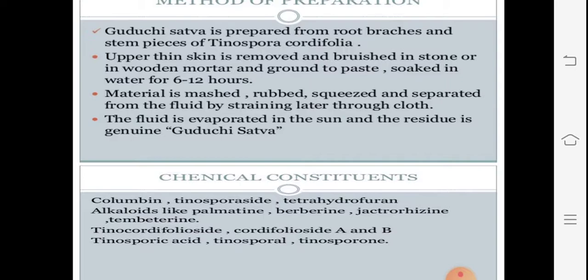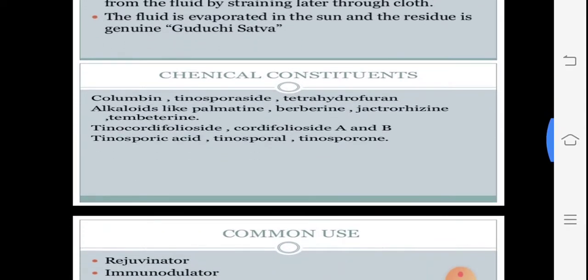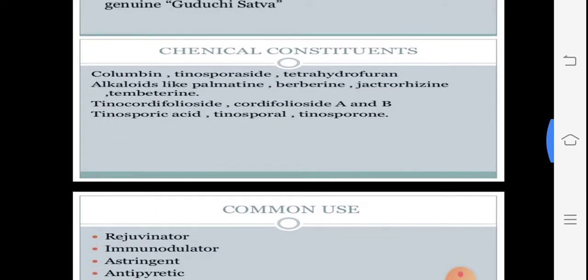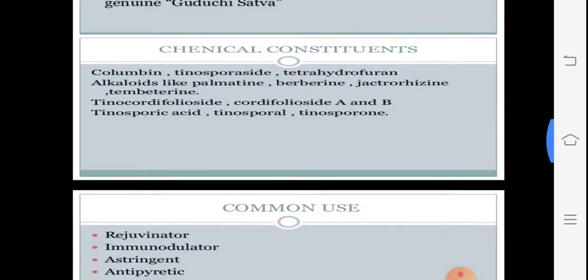Then it is commonly called guduchi, and different preparations are there. From the stem, it is ground in a wooden mortar, a paste is prepared and soaked in water for 6 to 12 hours, or it is boiled in water, and it is used as a drink to remove cough and other intestinal complaints.